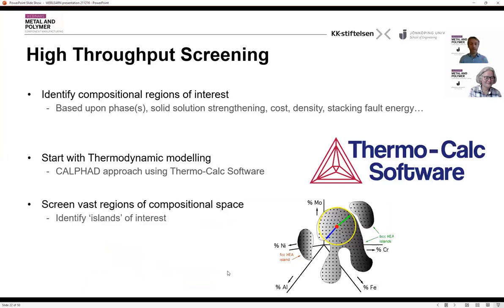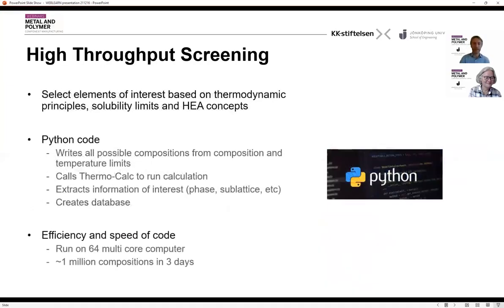Once we are able to use the Thermo-Calc software, we want to start screening the compositional space for what I'll refer to as islands of interest. And these islands of interest exist in multi-dimensional space. It's something that we can't easily visualize, so we need some software to help us pull this out.